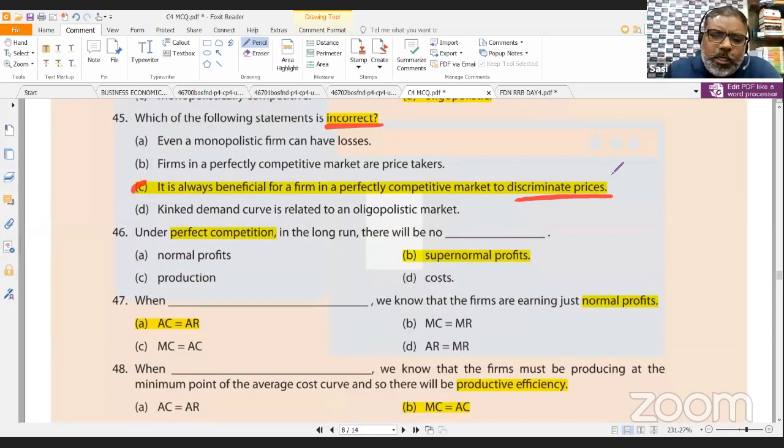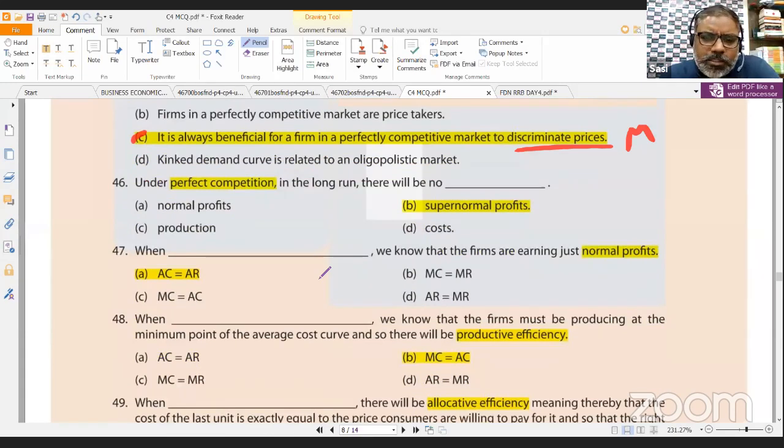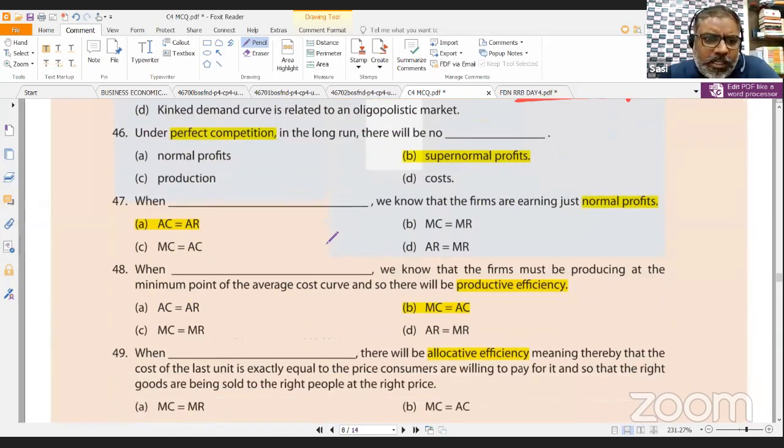First of all, that much possibility itself is not there for a perfectly competitive market, because discrimination of prices happens where? That happens in monopoly, not in perfectly competitive market. So that statement itself is nonsensical. That is the incorrect statement, not correct. Because discrimination cannot happen in a perfectly competitive market. It happens only in monopoly, exactly opposite.